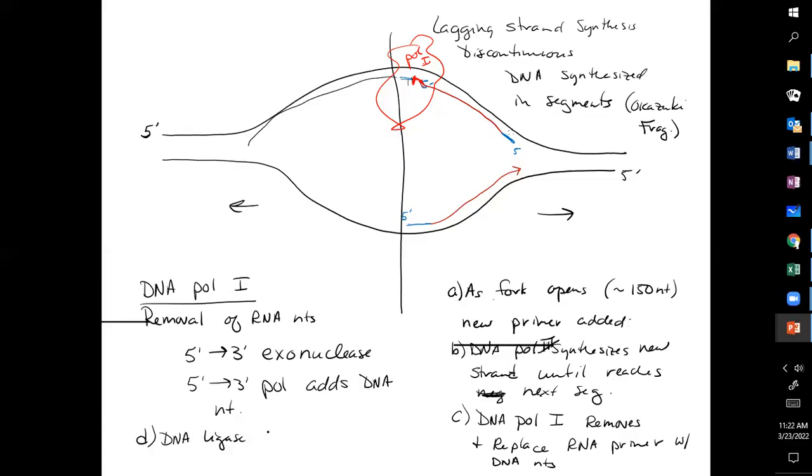So DNA ligase seals or glues together, let's say seals the gap between the strands or the segments, right? So any little gap that's here is sealed by ligase.